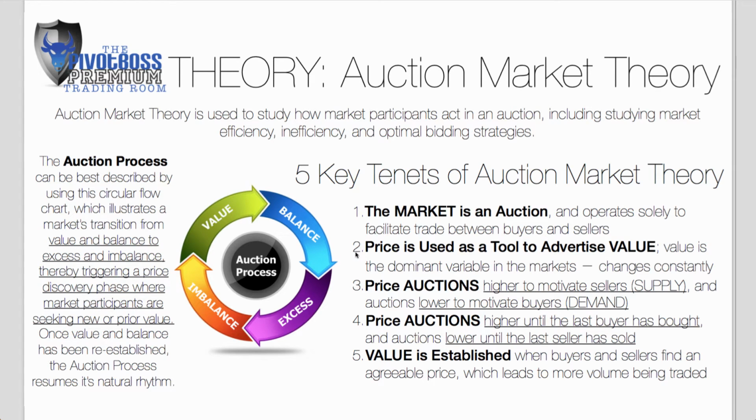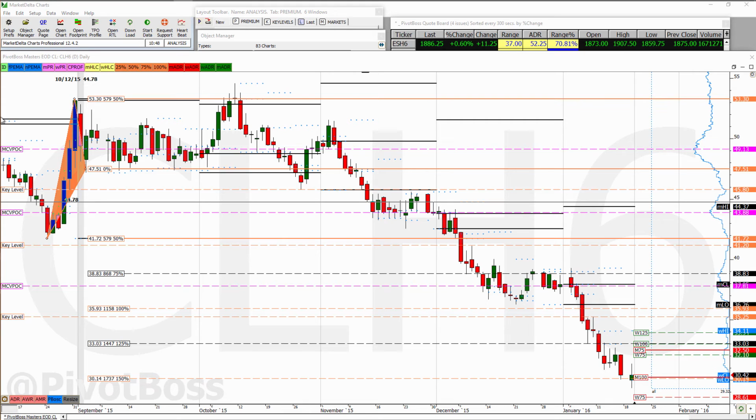Number 2, price is used as a tool to advertise value. Price is used as a tool to advertise value. So price is just a way of advertising to the market, right? That's all it is. So if we go back to this example here, all right, number 2, price is used as a tool to advertise value, right?